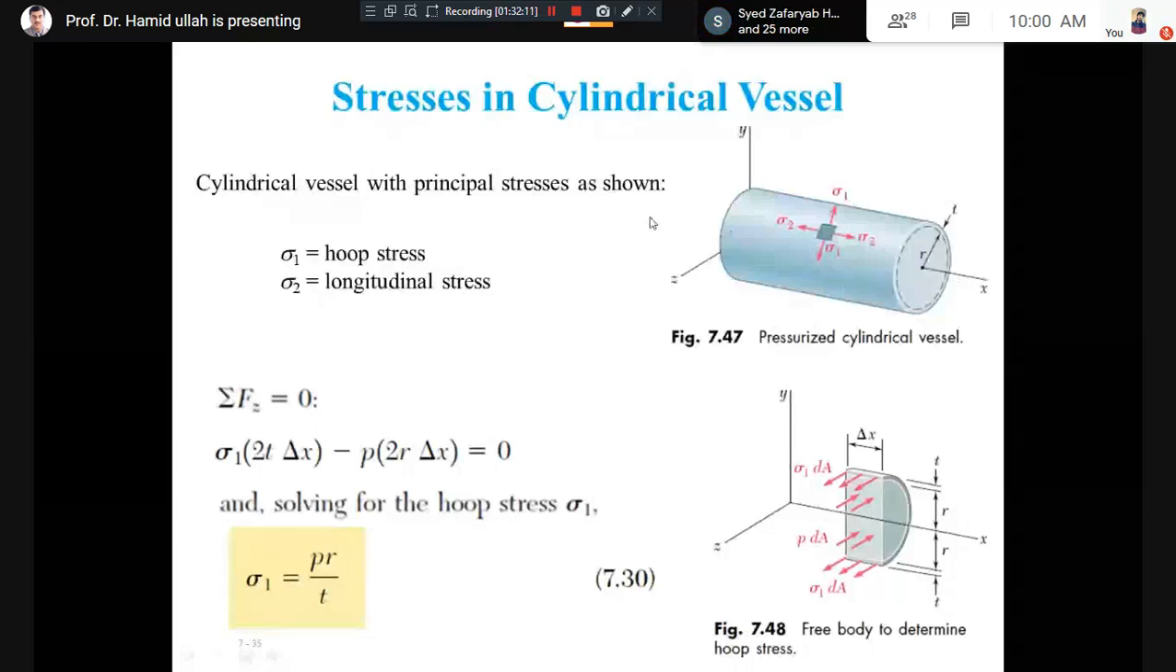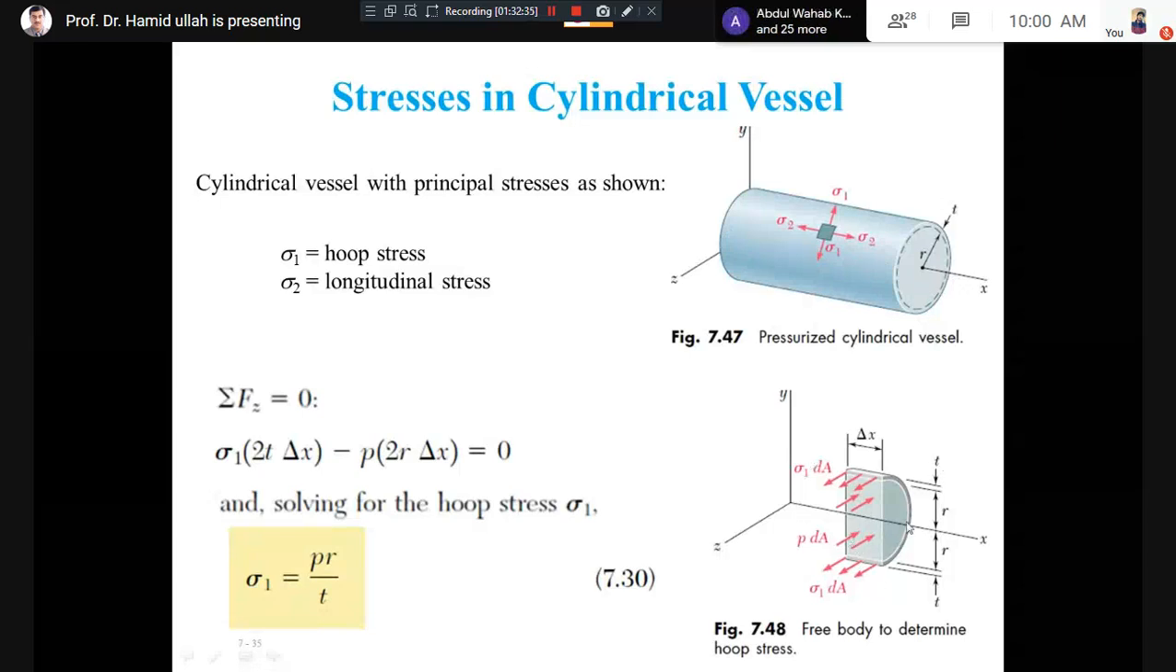Along the axis of the cylinder, you want to pass the cutter and divide the cylinder into two parts. After you divide it into two parts, you consider one part for analysis. What we have seen in the previous lecture, we consider a differential element. So this is basically a differential element of the cylinder we have considered for analysis.